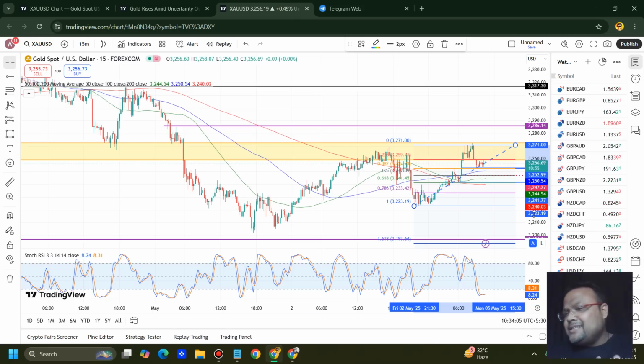And the chart is a little bit messy right now, so the levels are also a little bit messy. Sorry if I made you confused, because we don't always get a clean market.